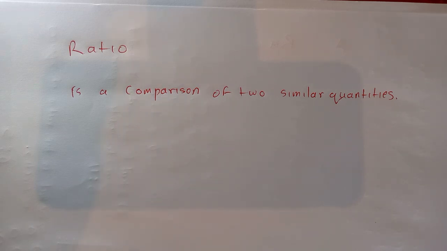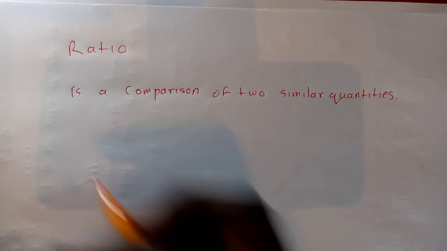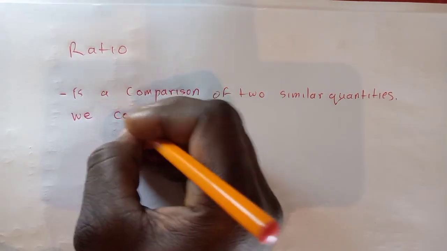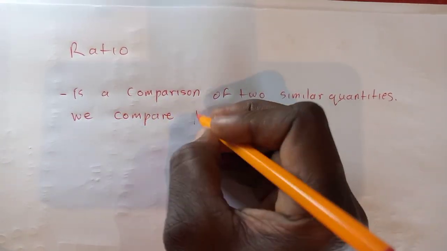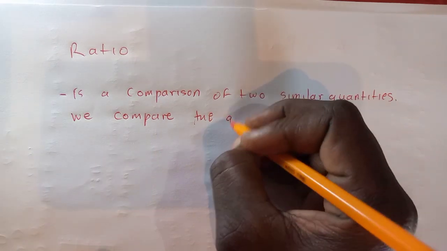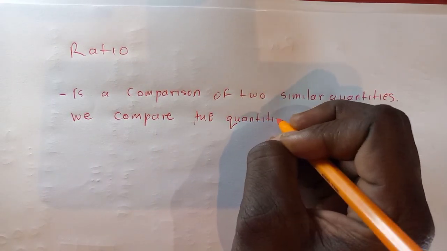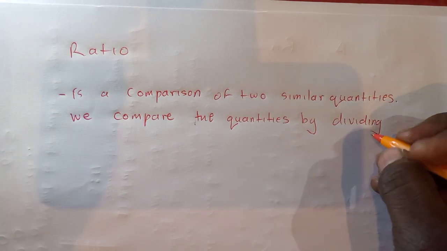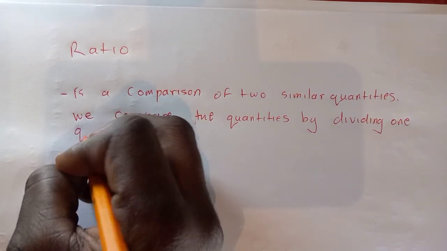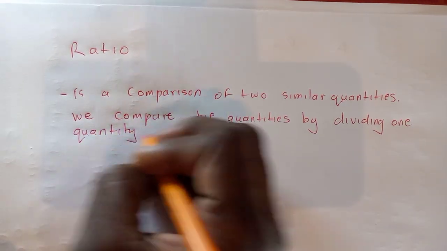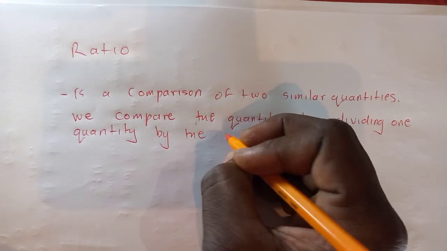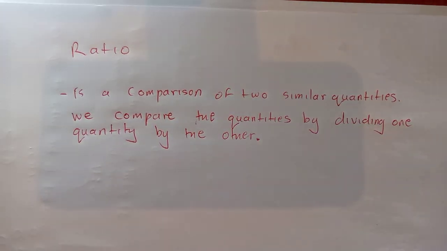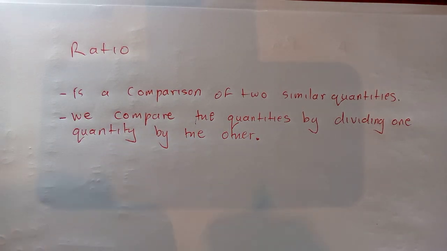How do we compare these two similar quantities? We compare these quantities by dividing. We compare the quantities by dividing one quantity by the other. This is how we compare these quantities by dividing.